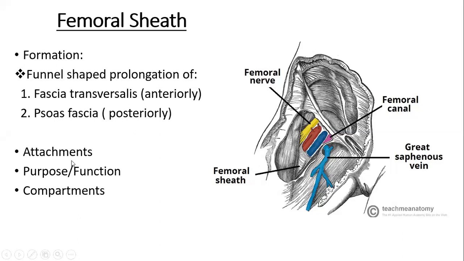Now, attachments of the femoral sheath. Femoral sheath superiorly is continuous, obviously, with these two fascia, fascia transversalis and iliopsoas fascia. Inferiorly, this sheath fuses or blends or merges with the adventitia of the femoral vessels, that is femoral artery and femoral vein.